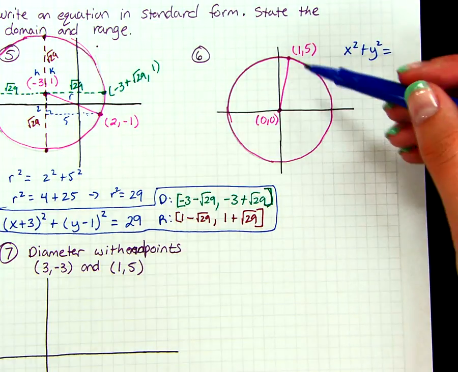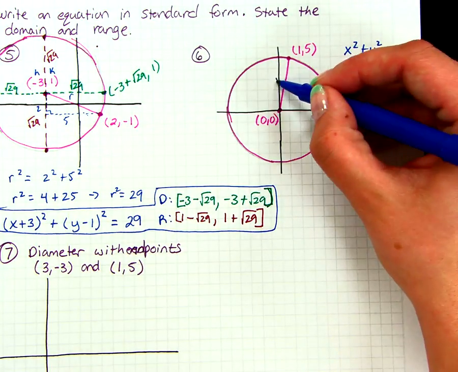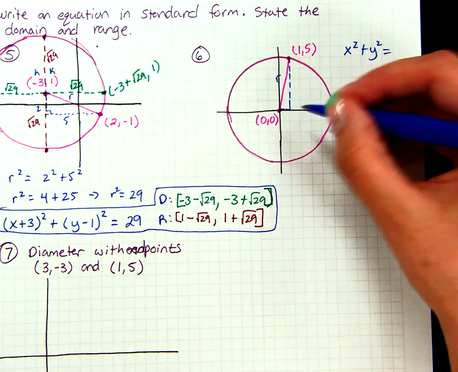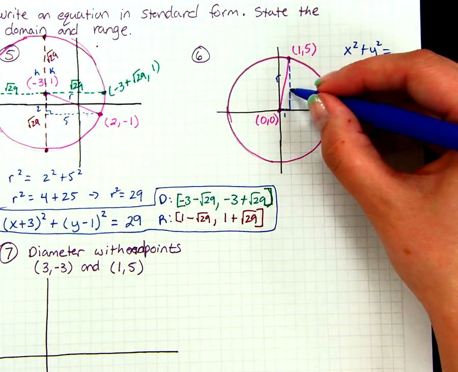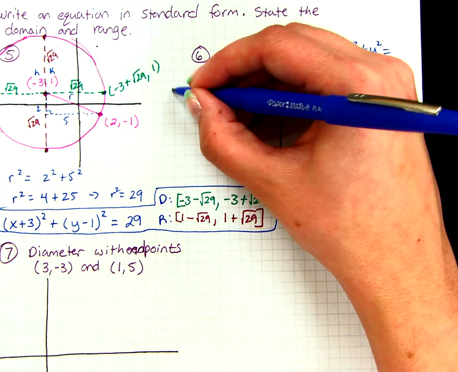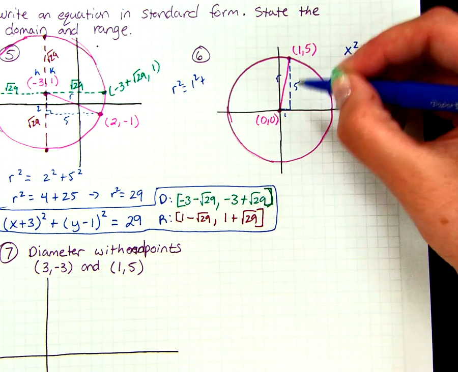So again, to do that, we're just finding this distance right here. This is our r. And again, I'm just going to make my own little right triangle here. So this is 1, this is 1, 2, 3, 4, 5. So for this problem, r squared equals 1 squared plus 5 squared.